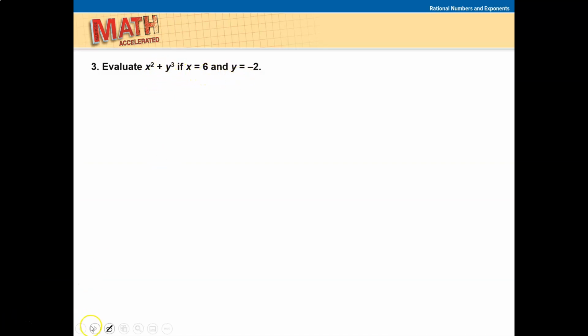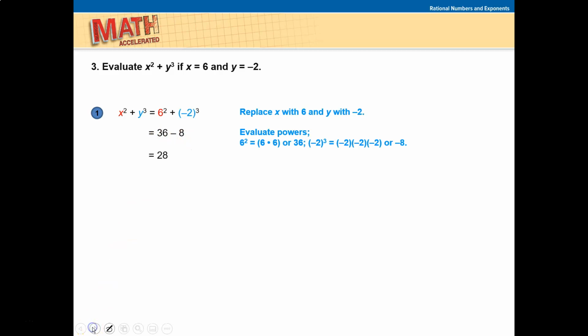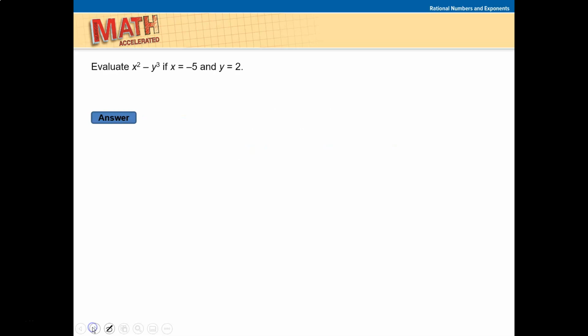Evaluate x squared plus y to the third if x is 6 and y equals -2. Go ahead and plug your answers in. 6 for the x, -2 for the y. You get 36 minus 8, which would be 28. Try your next one.